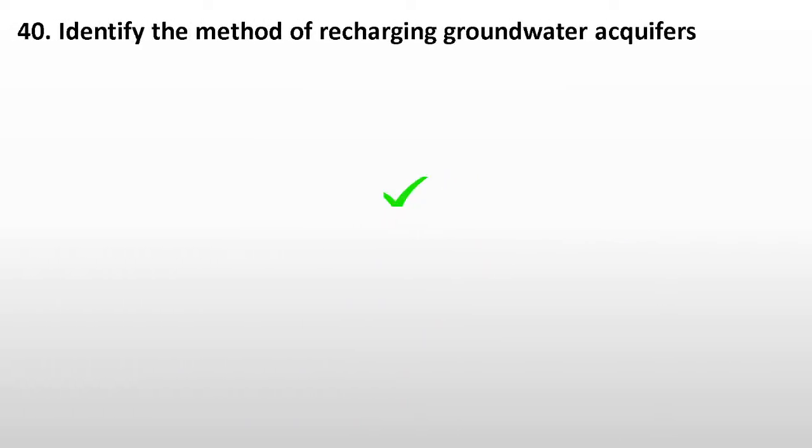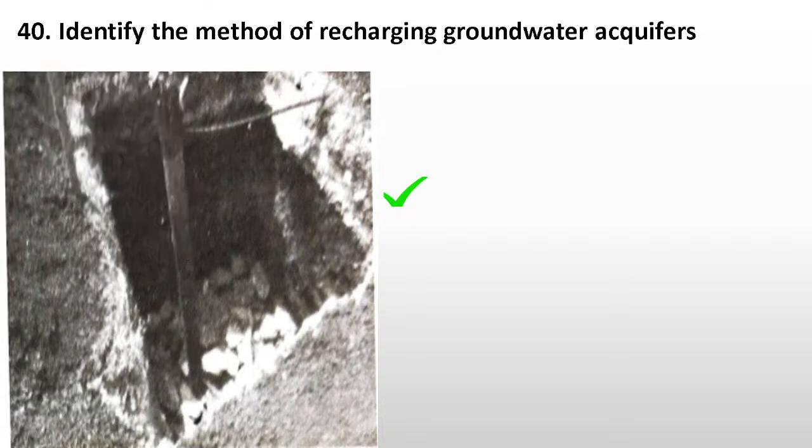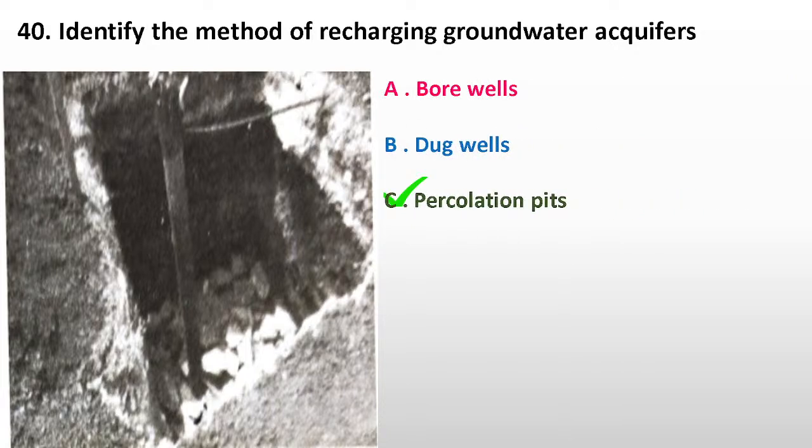Going ahead to question number 40. Identify the method of recharging groundwater aquifers. This is the image. Option A, bore wells. Option B, dug wells. Option C, percolation pits, and the answer is evident. Option D, recharge trenches. And the answer you can easily see is percolation pits.